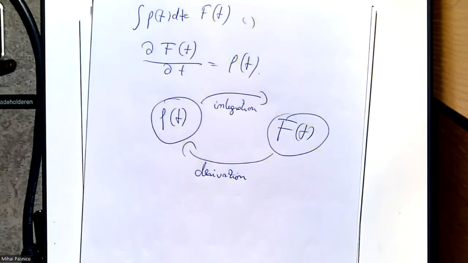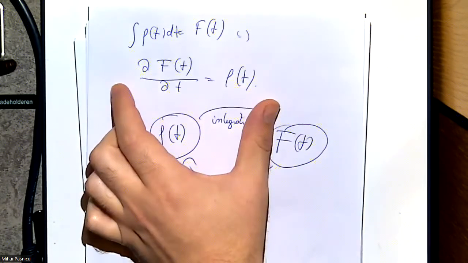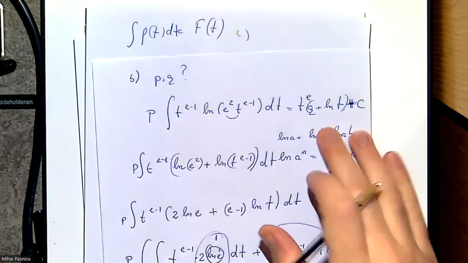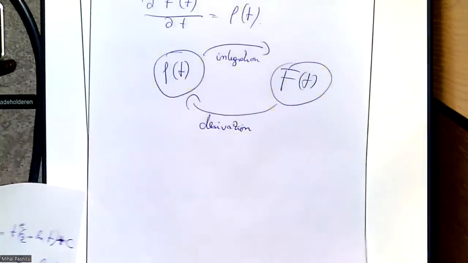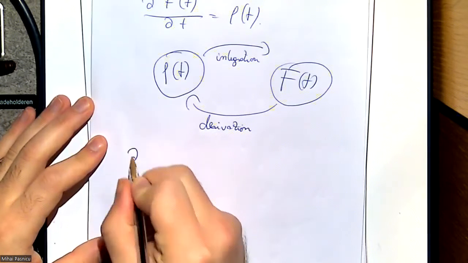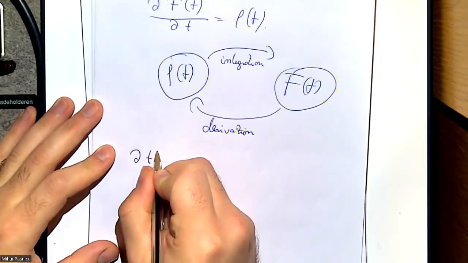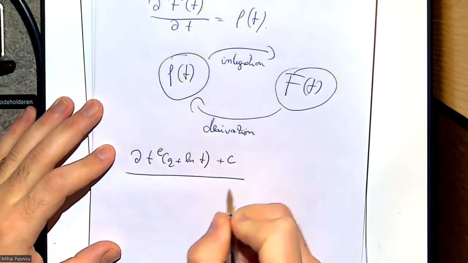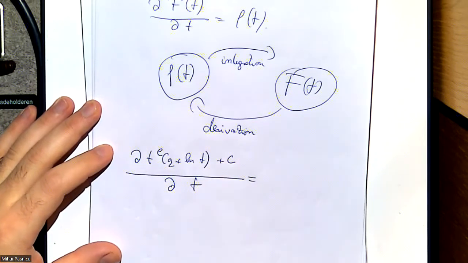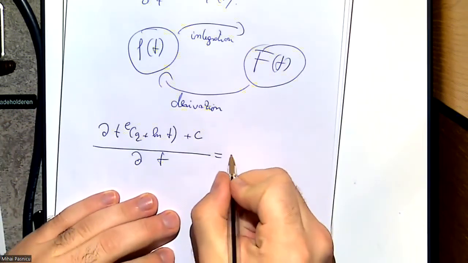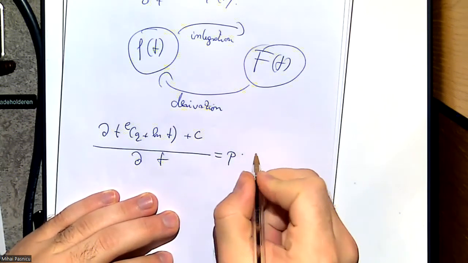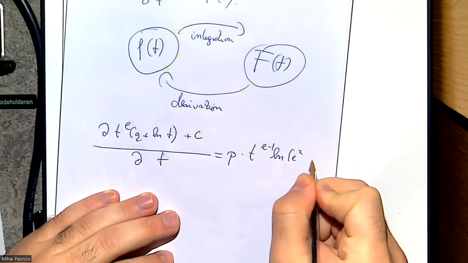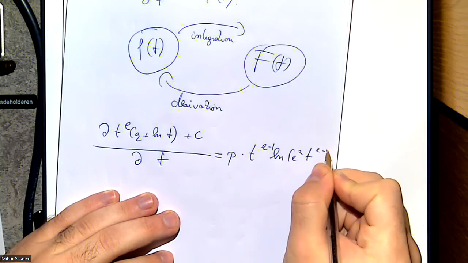Well, keep in mind, whenever you can take advantage of this, it's so strong. If I want to find P and Q such that this is equal to this, then it means that the derivative of the right hand side, T E Q plus ln of T, plus the constant, with respect to T must give me what's underneath the integral, P T E minus 1 ln of this ugly thing, T E minus 1.